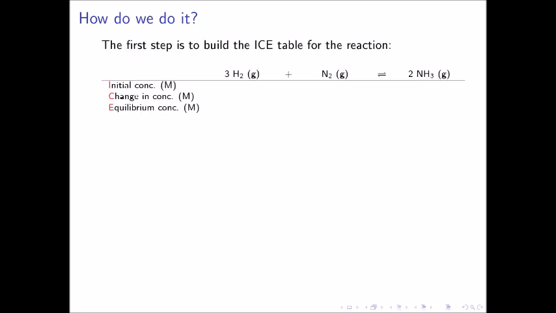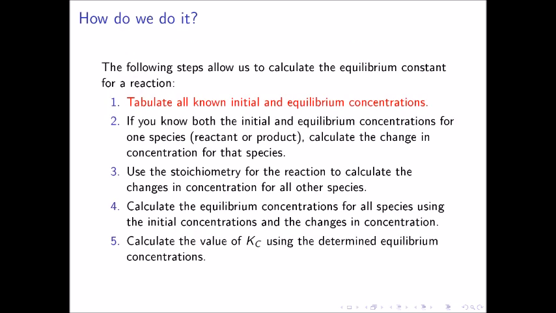Again, our starting point is to build the ice table for the reaction. Our chemical equation is restated as our first row. Beneath that, we have our initial concentration, our change in concentration, and our equilibrium concentration. We can read from our initial problem to tabulate all known initial and equilibrium concentrations.